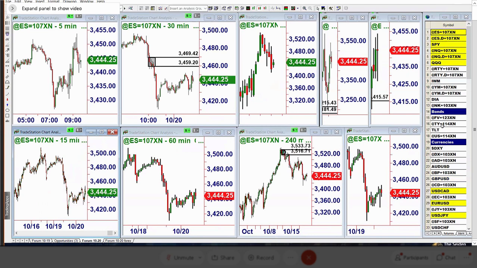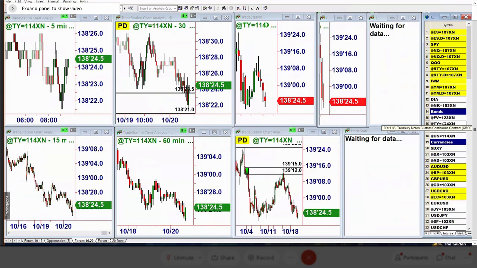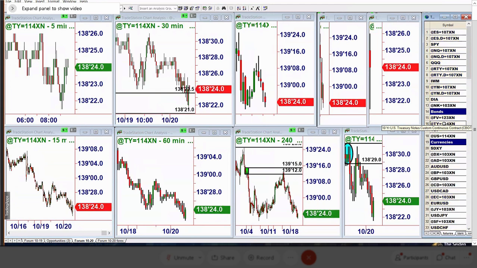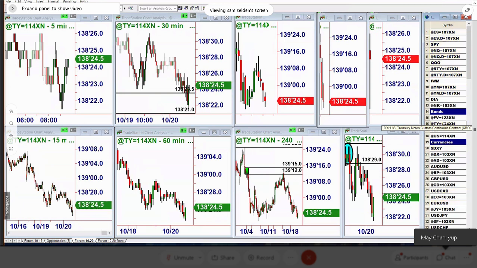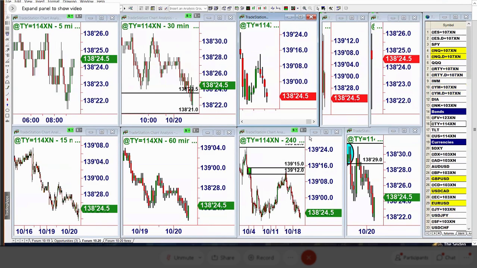And again, remember we were looking at the bonds earlier? Bonds are one of the four inverse markets we look at with stocks or equities. And we've been very bearish on bonds the last few days, right? Because you'll see here some of these.